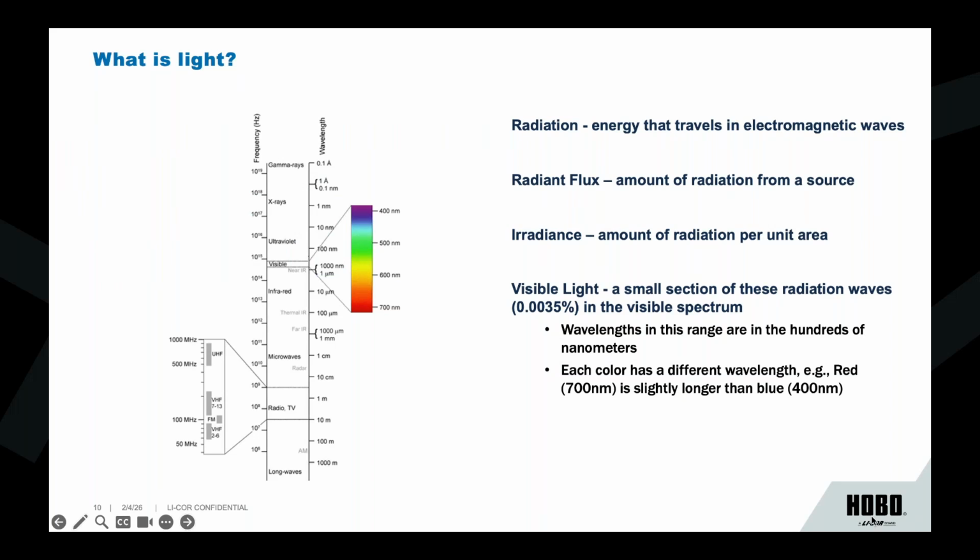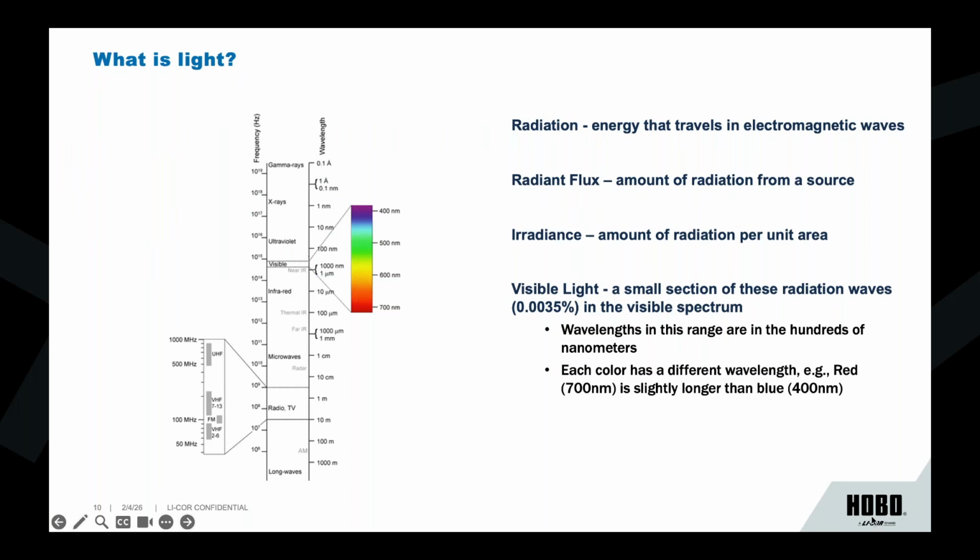We are specifically looking at the visible light spectrum, which is a very small section of these radiation waves. That's the standard rainbow that we're all familiar with. Roy G. Biv, or technically it's Biv Gior, if you go in terms of the radioactive wavelengths. Each color has a different wavelength, and that is visible light.